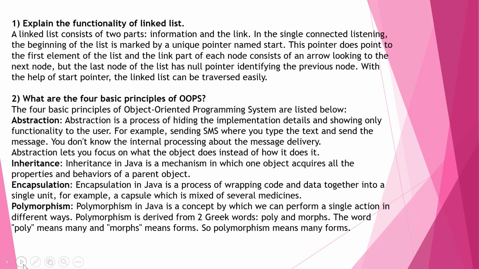A linked list consists of two parts: information and the link. In a singly linked list, the beginning of the list is marked by a unique pointer named start. This pointer points to the first element of the list. The link part of each node holds an arrow to the next node, and the last node of the list has a null pointer. With the help of a start pointer, the linked list can be traversed easily. So I think we know the concept of linked list, how that works, and this is the definition which we need to know. Okay.